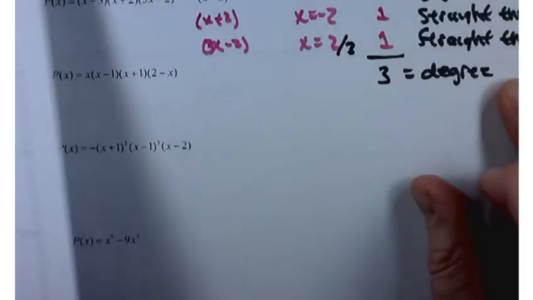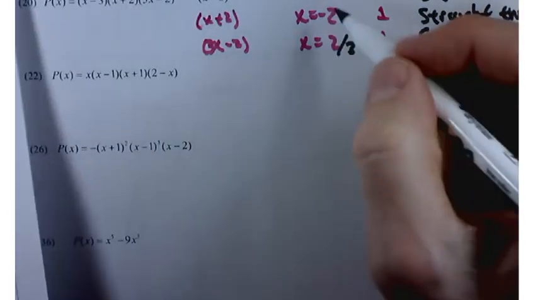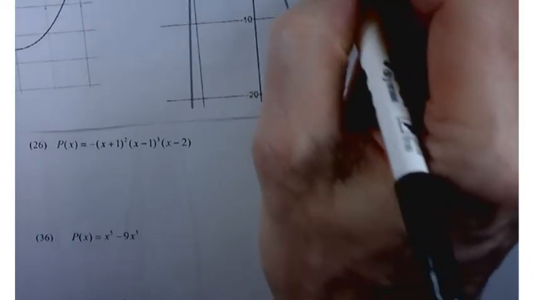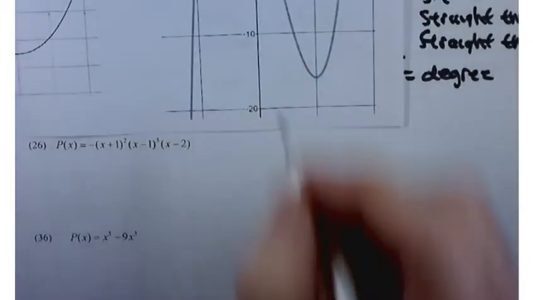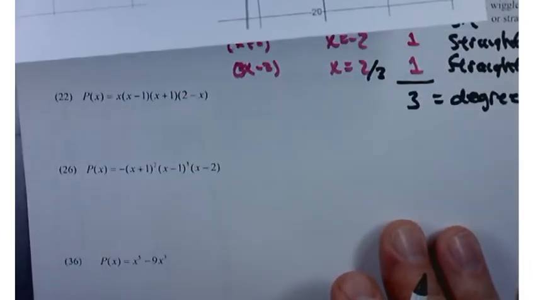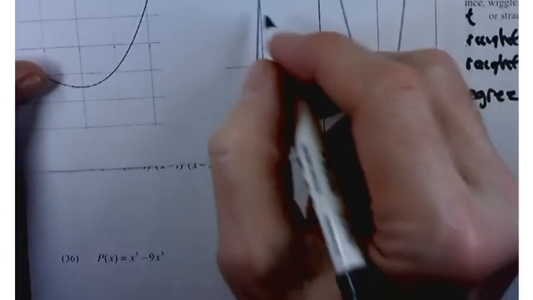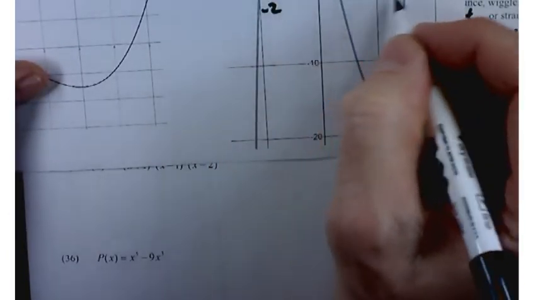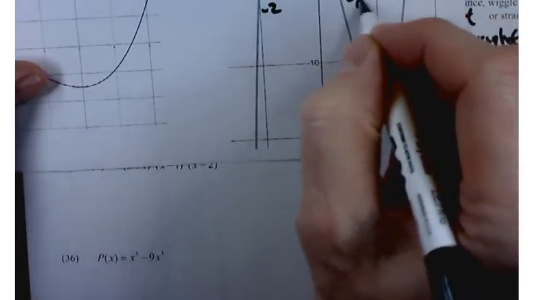So let's see. We have roots at 3, -2, and 2/3. So here's our root at 2/3. Here's our root at 3. Here's our root at -2. Yeah, okay. 2/3 and 3.